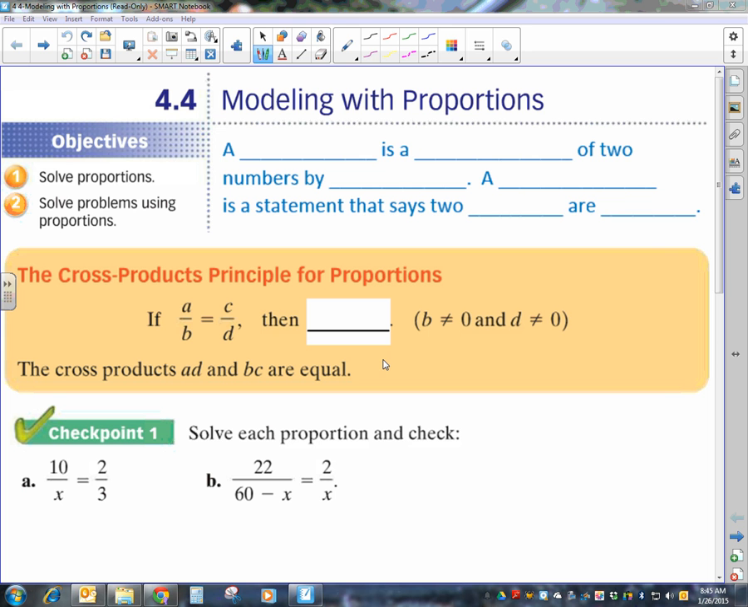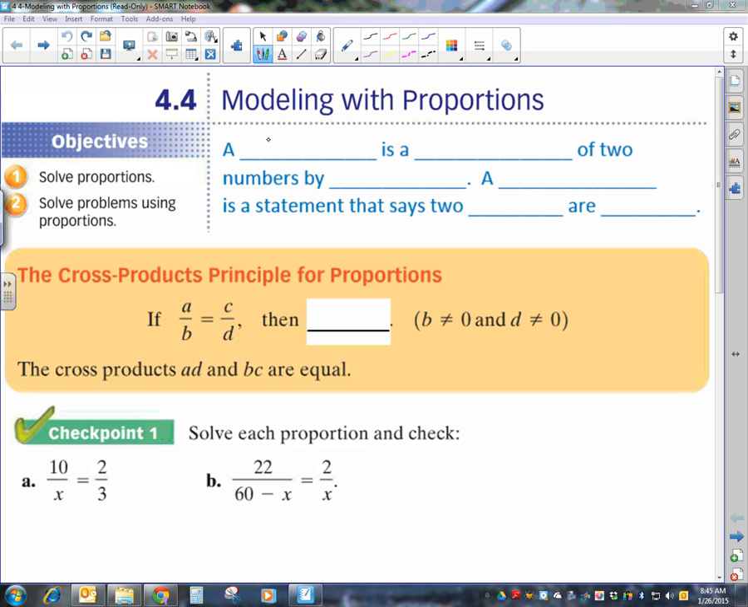Talking about modeling with proportions as we continue through chapter 4. We have discussed this before, so it should be a simple lesson for you. However, just like anything, it builds upon what you've learned, so the problems become a little more difficult.